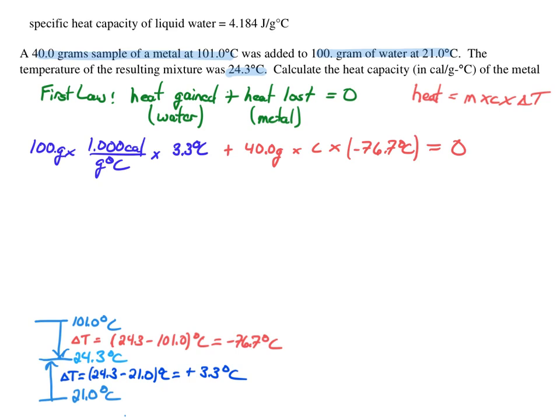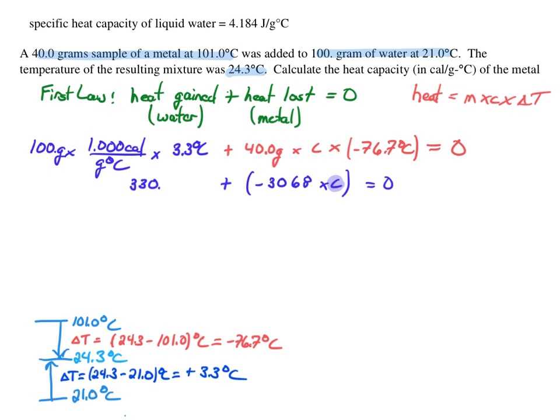All right, so let's just do the math associated, and this becomes 330, and to that we're going to add the product of 40 times C times minus 76.7, and that comes out to be a negative 3068 multiplied by C, and all of this sums to 0. Remember, we're solving for the unknown variable, which in this case is C.